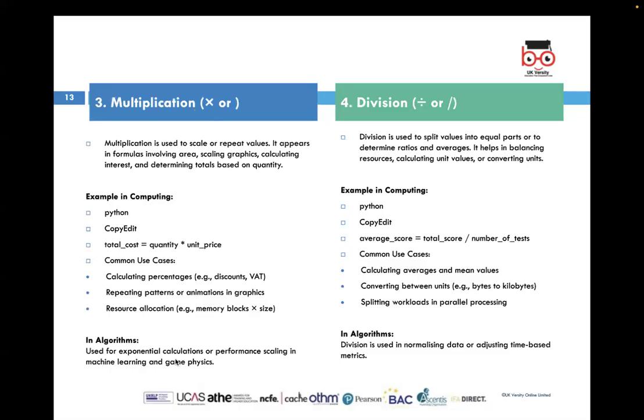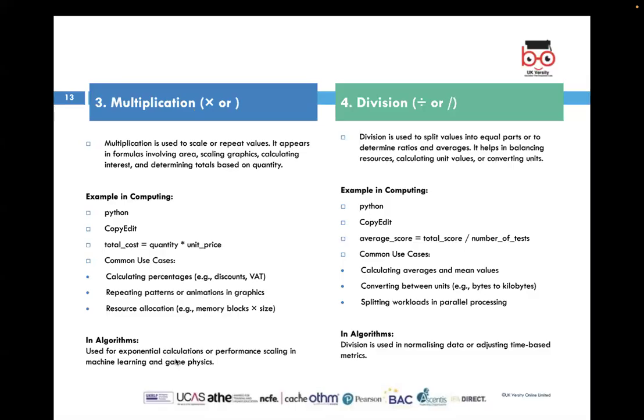Multiplication. Multiplication is used to scale or repeat values. It appears in formulas involving area, scaling graphics, calculating interest, and determining totals based on quantity. An example in computing is total cost equals quantity times unit price. Common use cases are calculating percentages, for example discounts or VAT, repeating patterns or animation in graphics, and resource allocation, which is memory blocks and size. In algorithms, these are used for exponential calculations or performance scaling in machine learning and game physics.